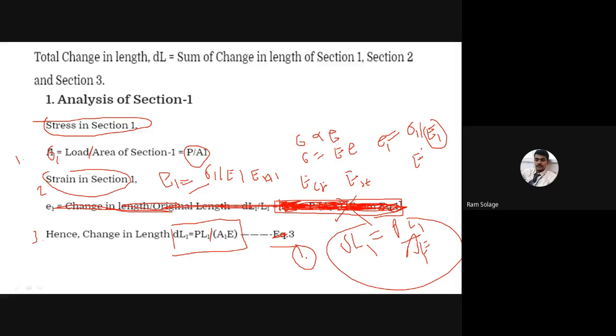The ultimate aim of type number 2 is to calculate the stress, strain and deformation of section 1, section 2 and section 3. Even if we apply a common force on all the sections, the stress, strain and deformation will be different. So we have calculated sigma 1, sigma 2 and sigma 3. Similarly, strains E1, E2 and E3. Similarly, deformation of sections 1, 2, 3: delta L1, delta L2 and delta L3.